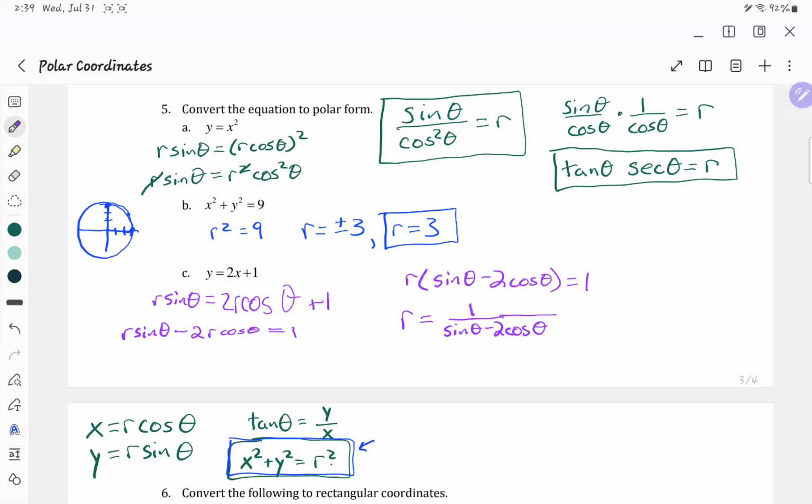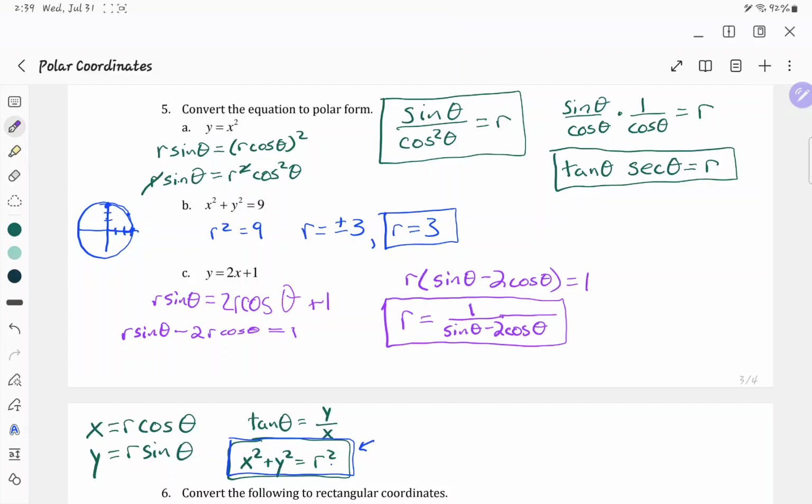Now in this one, we're just going to leave it like that. We're not really going to try to do any identities to simplify or do anything else. You can't split across subtraction in the denominator, so that's going to make anything that we try a little bit tricky, especially with that 2 there. So we're just going to call that good. All right. So that is just converting from rectangular into polar.